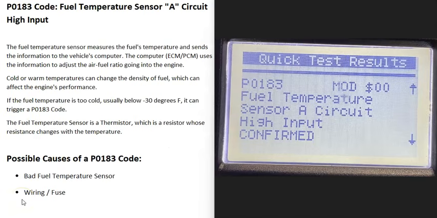So today I'm talking about a P0183 code, what it is and how you could go about fixing it. And so what is a P0183 code? Well, it's a fuel temperature sensor A circuit high input. And so what does this mean?